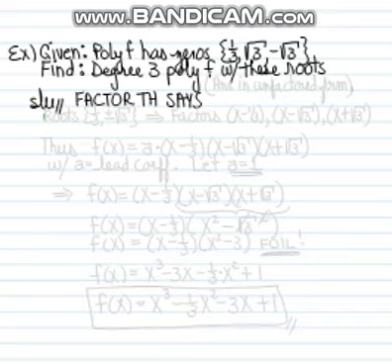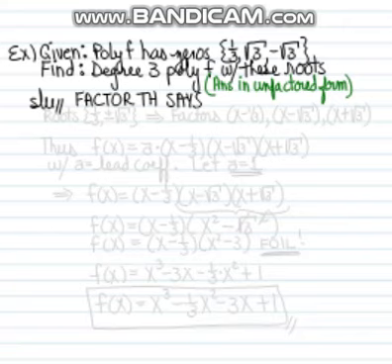Okay, we're given a polynomial f that has the zeros 1/3, positive square root of 3, and negative square root of 3. We're asked to find a degree 3 polynomial that contains these three roots. And another thing I want to say up here is I want you to answer in unfactored form. I don't want the answer to be factored, okay? I want you to get rid of the parentheses.